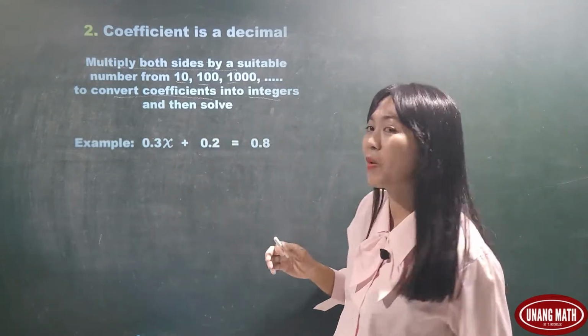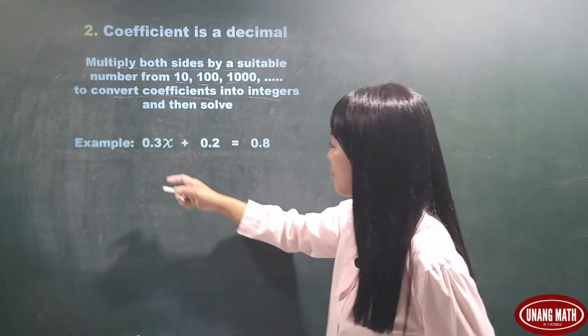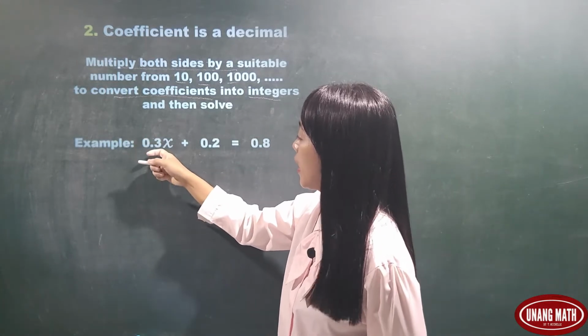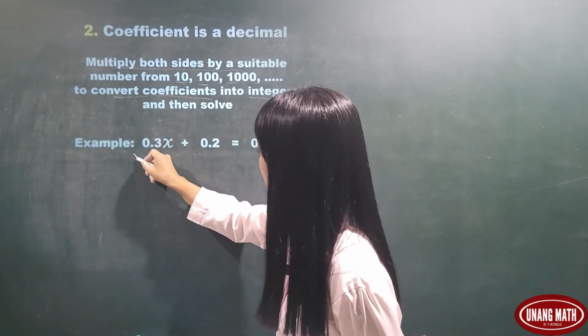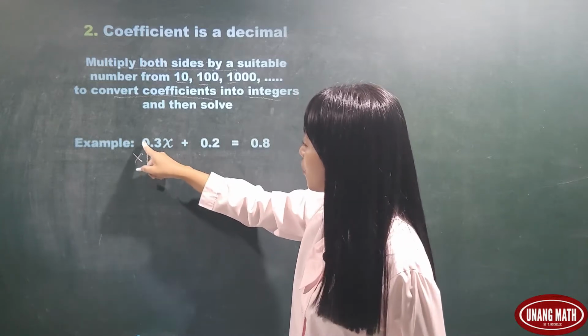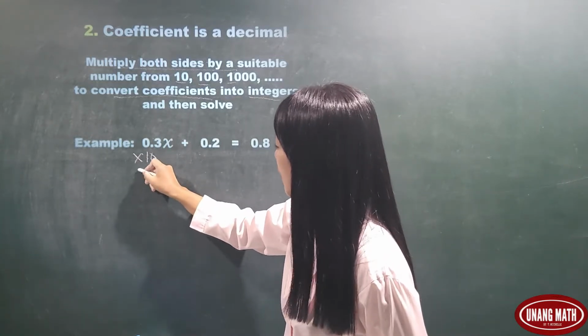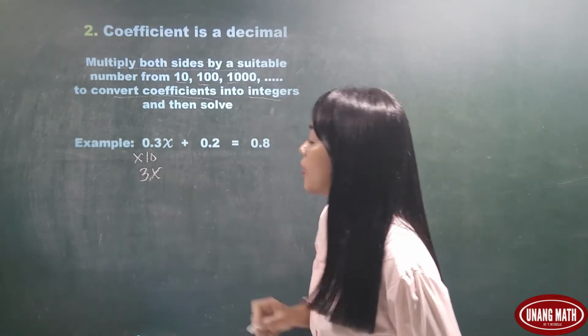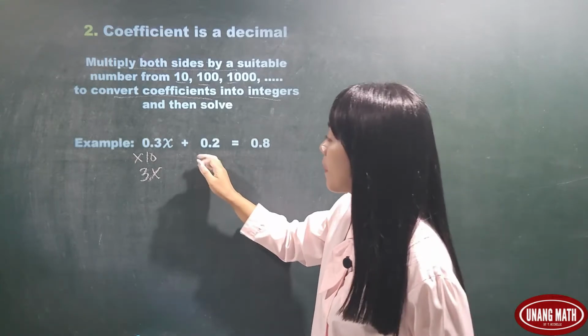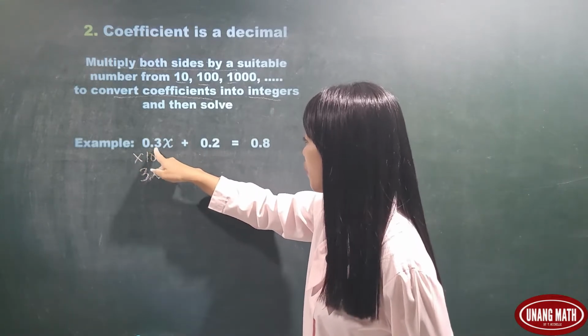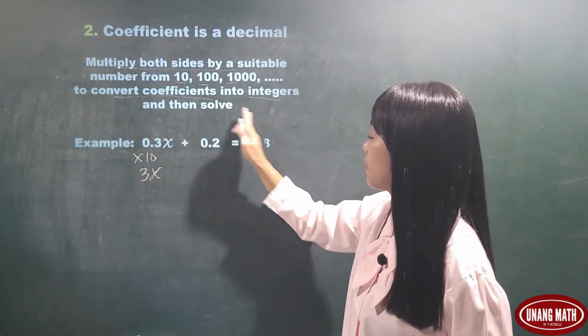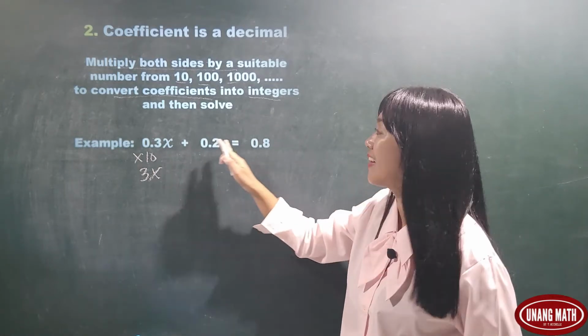And then we can solve easier. Okay, since this is 0.3, we can multiply this by 10. 0.3 times 10 is equal to 3. So this is 3x. If we multiply 10 by 0.3, we have to do this also to the rest of the terms in the equation.